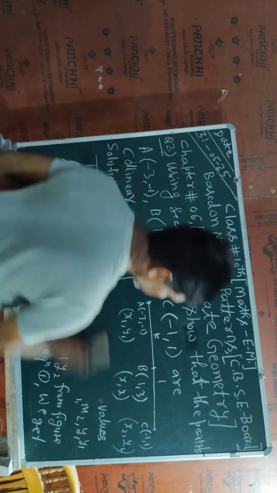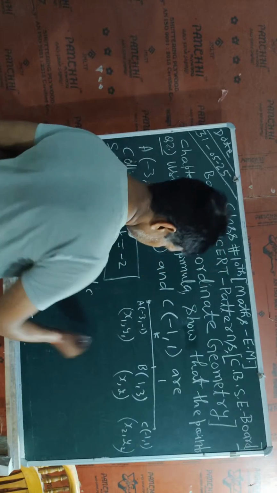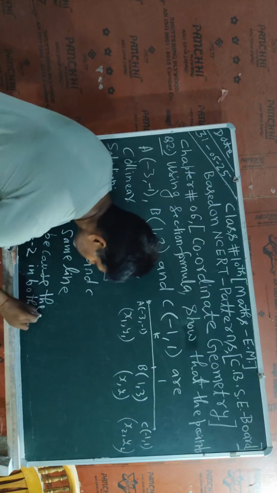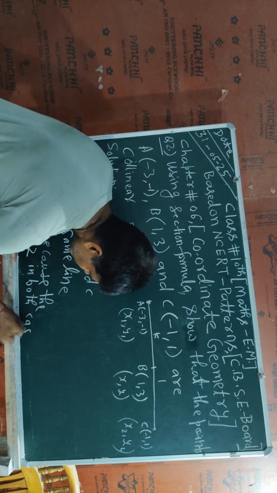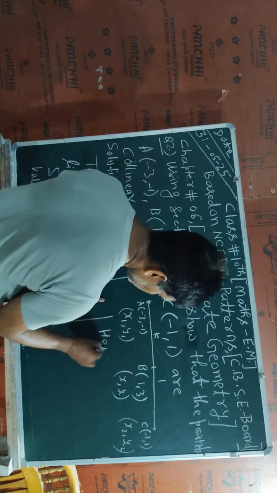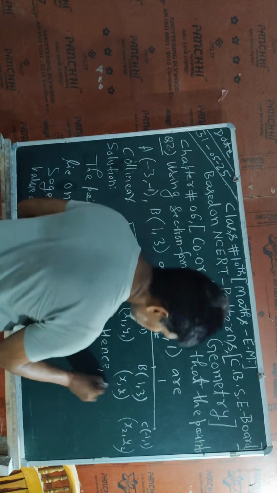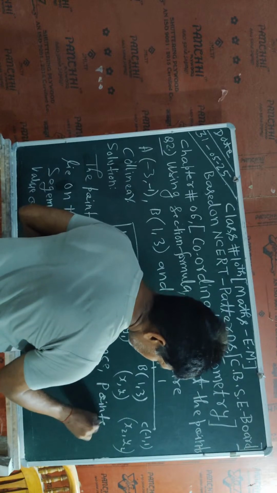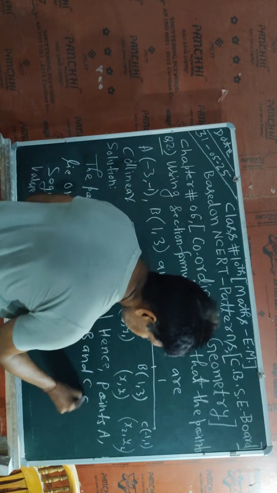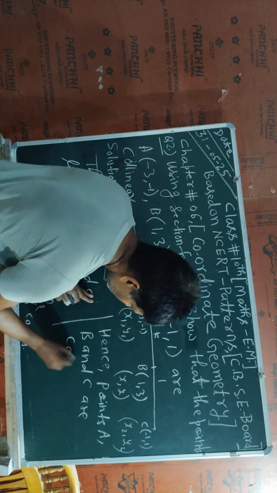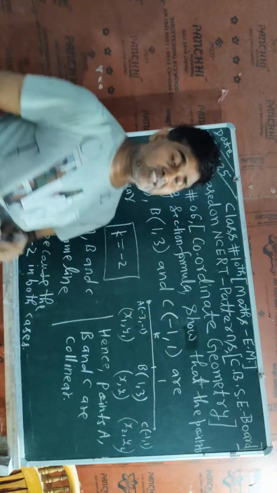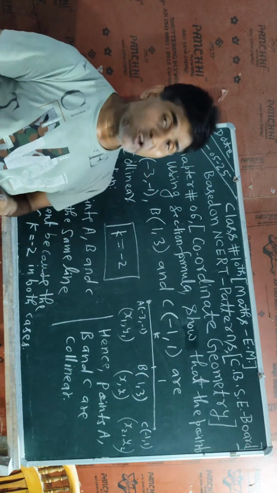Hence, in both cases, points A, B and C are collinear. Okay students, so this is the information, and this information I have already proved.